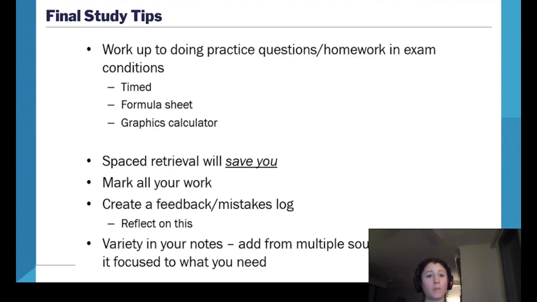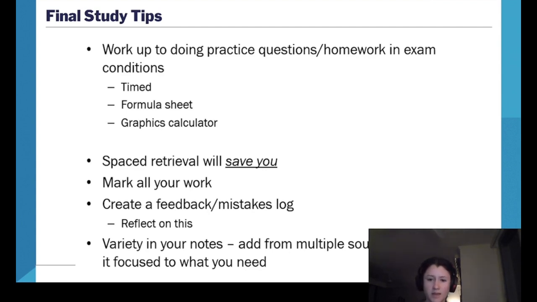Alright, mark all your work. It's impossible to know if you're making mistakes if you're not marking it. And then really clearly make a list of mistakes that you commonly make. So this is something that I had on my notes for my external.